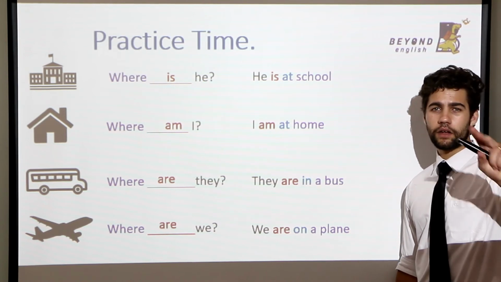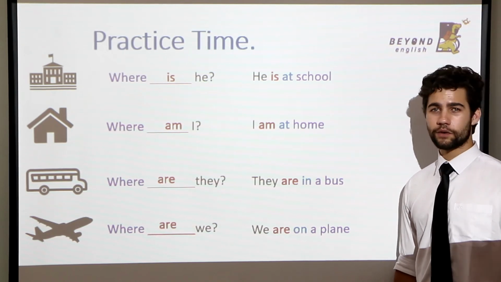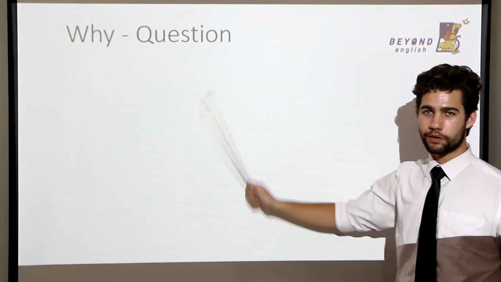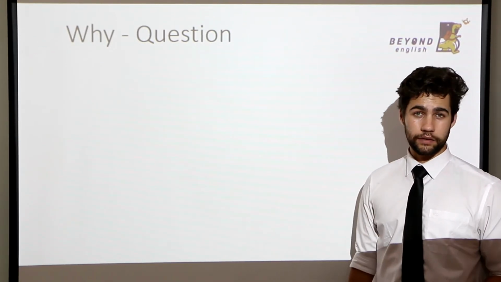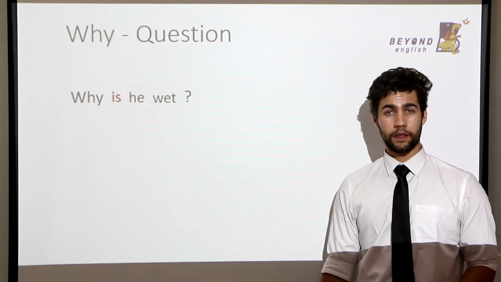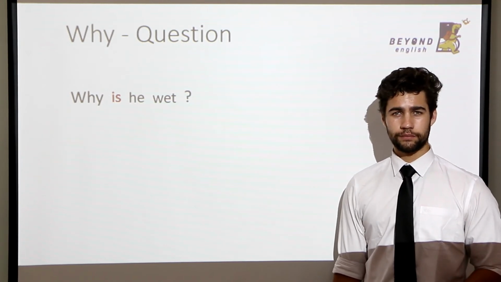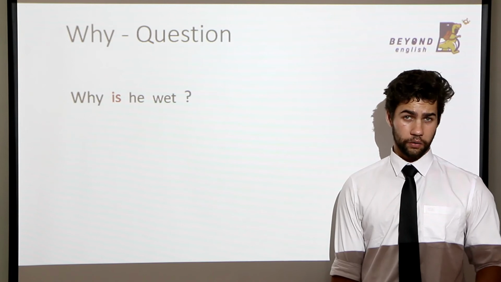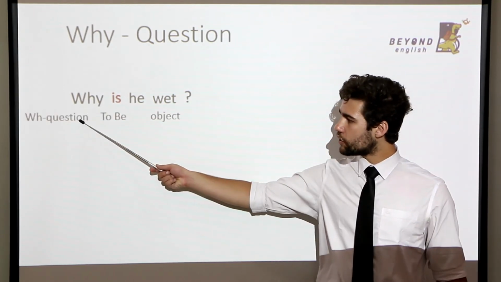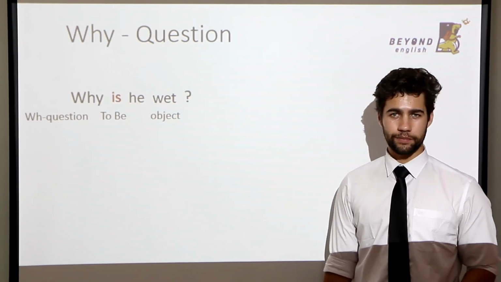We only have 2 questions left. The next one is why. So let's look at the why question. Let's start with a sentence. Why is he wet? Say it with me. Why is he wet? Perfect. So, exactly the same structure. WH question, verb to be, object.